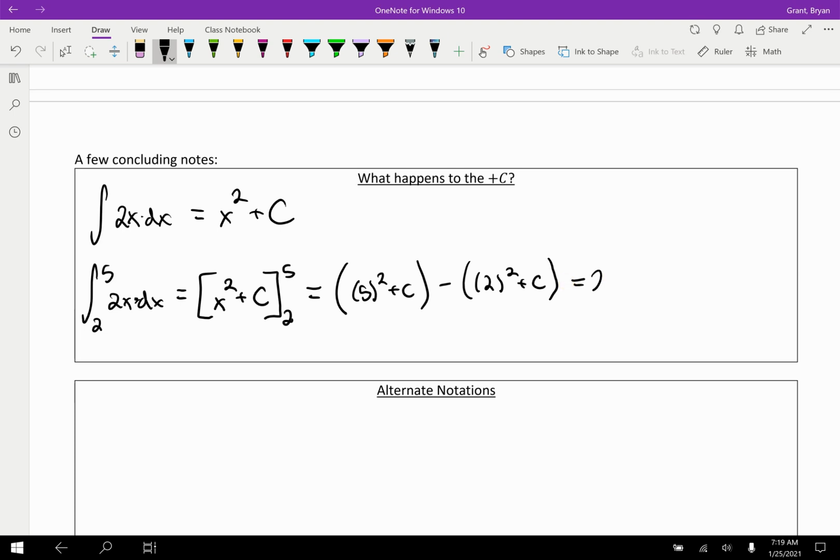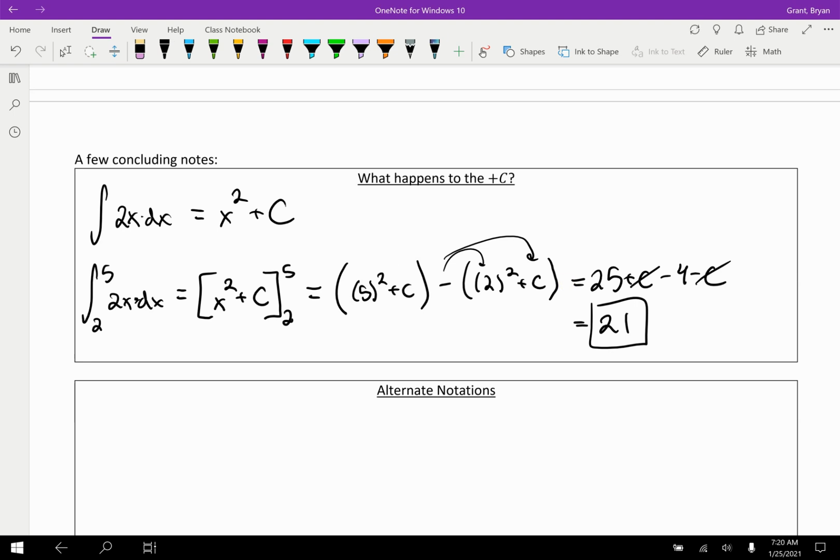This gives us 25 plus c, distributing the negative, minus 4 minus c. What happens here? The c's cancel out. And because this will happen every time, because there is always a minus in the fundamental theorem of calculus, right? We'll always have a plus c at the beginning and a minus c at the end.